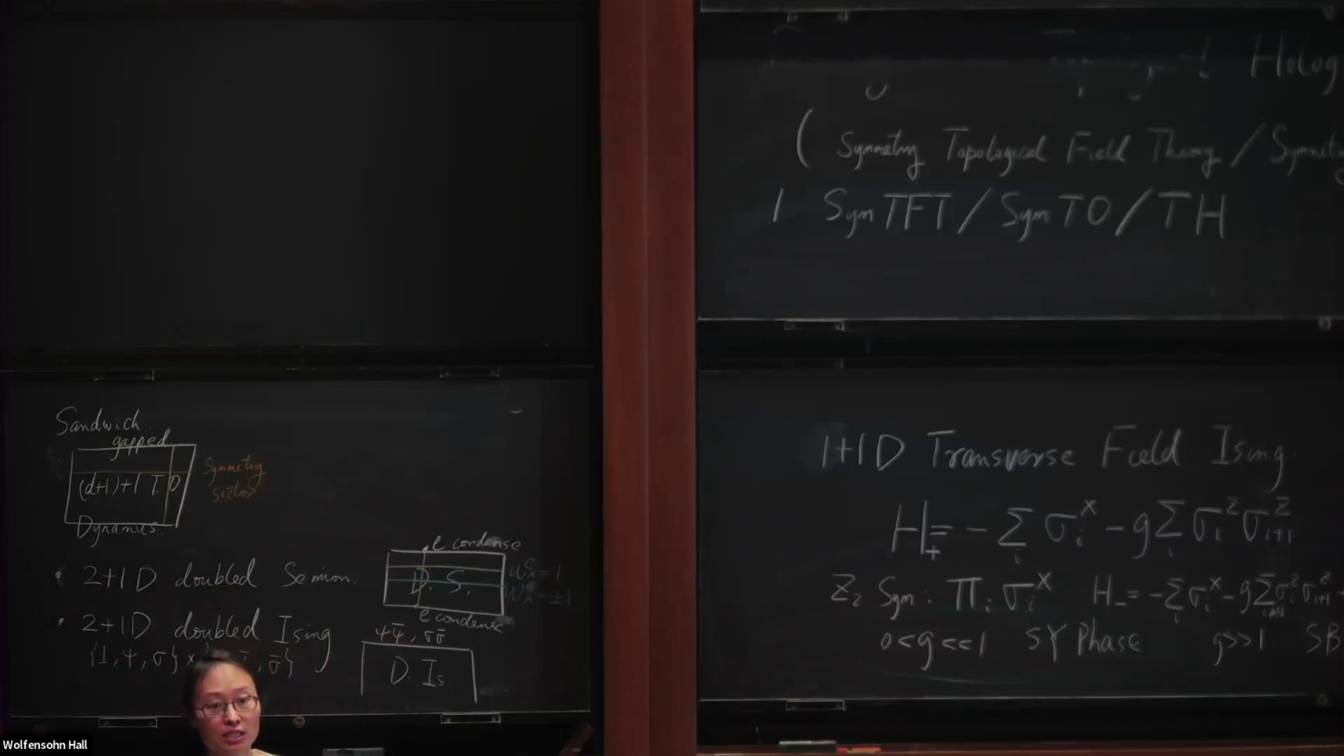Can we have parallel topological order in the bulk? Right, if we have pure topological order in the bulk, we won't be able to gap out the top boundary. So that's not within the framework I talk about.